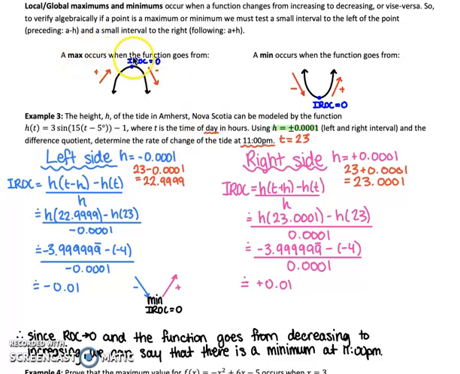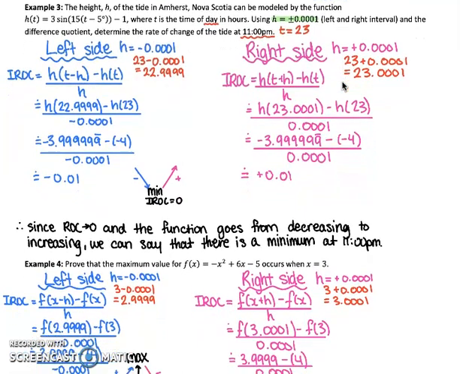Well, a maximum occurs when the function goes from a positive slope to a negative slope, and your IROC will be 0 either at your max or your min, and your min will be a negative and then positive slope. In this example here, we looked at the height of a tide in Nova Scotia that can be modeled by this sine function, where t is the time in day in hours, and we wanted to use our h value in this course, 0.0001 on the left and the right hand side, using difference quotient. So this can help us determine the rate of change of the tide at 11 p.m.